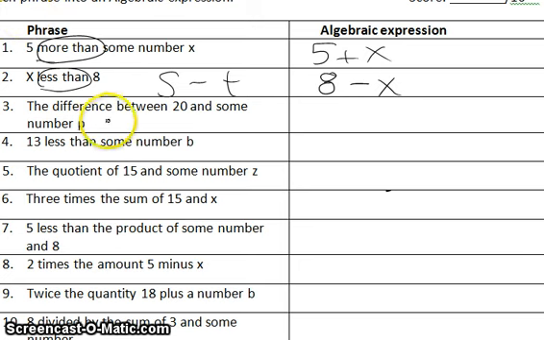Number 3, the difference between 20 and some number p. Difference is my keyword. That's going to be 20 minus p, because difference means to subtract.